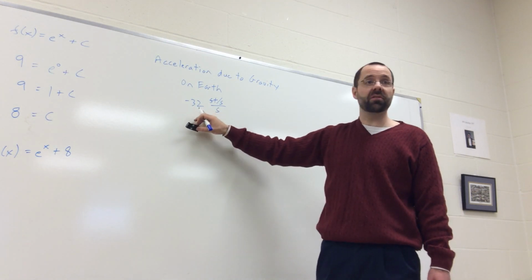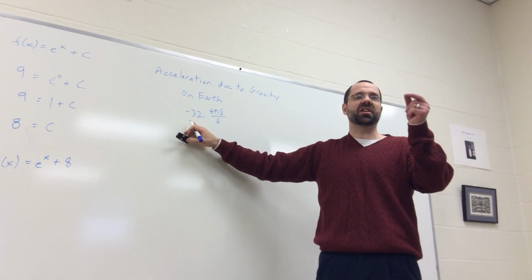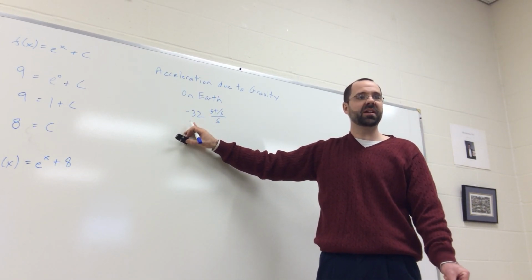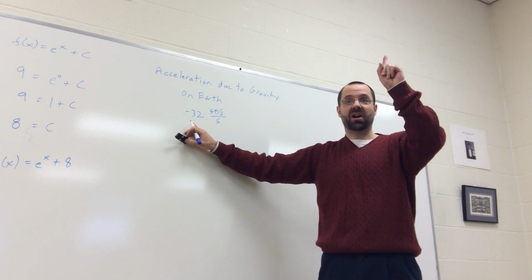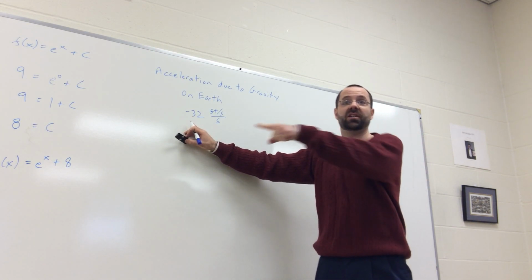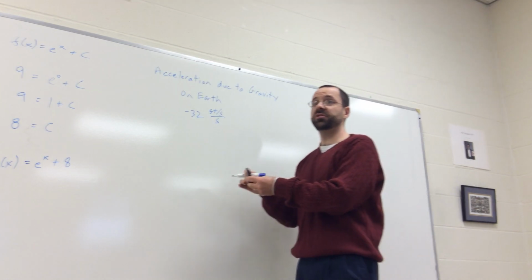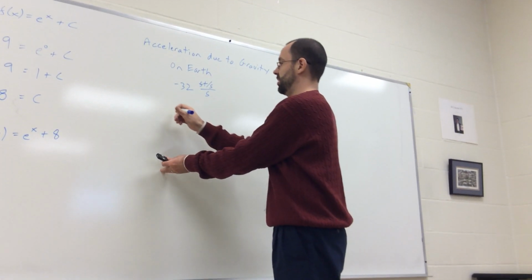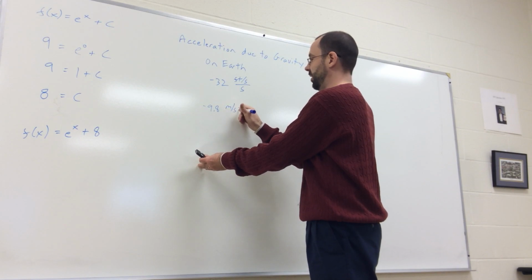Okay, so on Earth, things will speed up 32 feet per second every second. The negative just means that it's going to pull them in a downward direction. So for all these problems, down is negative and up is positive, just like on a number line, where right is positive and left is negative. Then we also need to know the metric amount, and the metric amount is negative 9.8 meters per second squared.